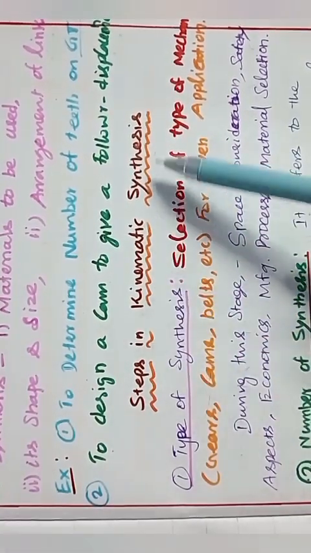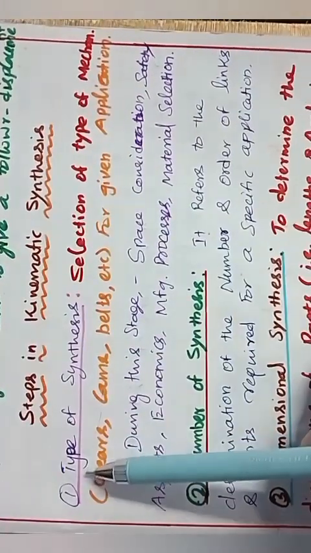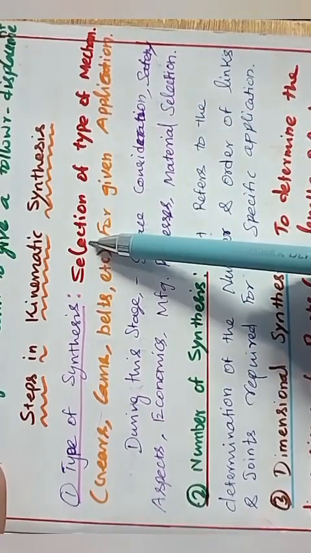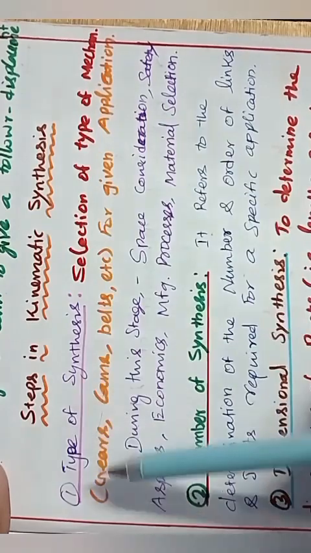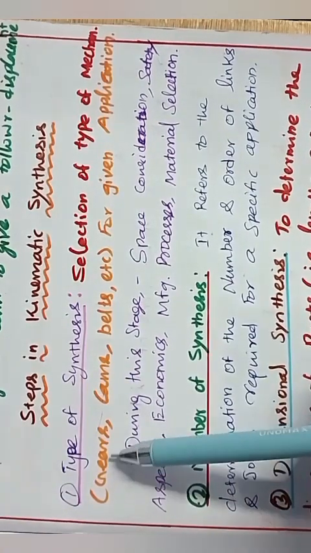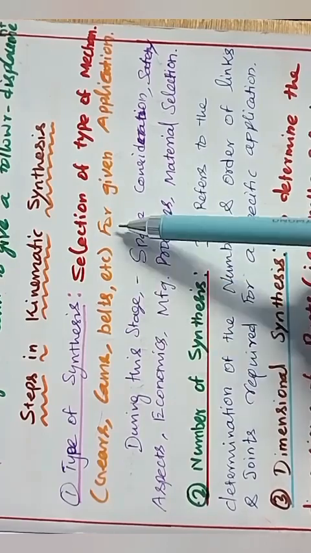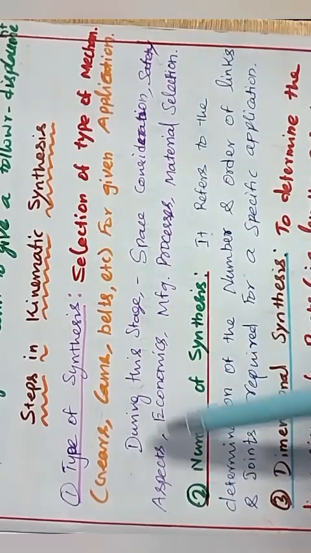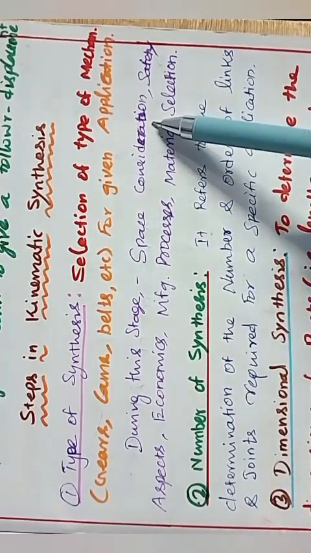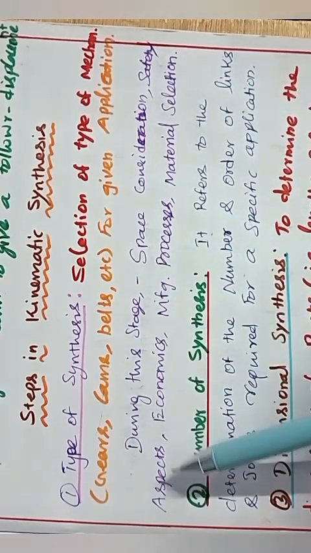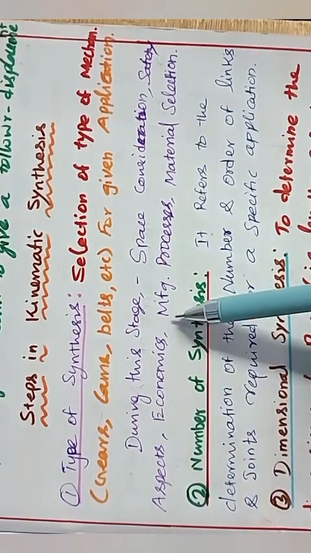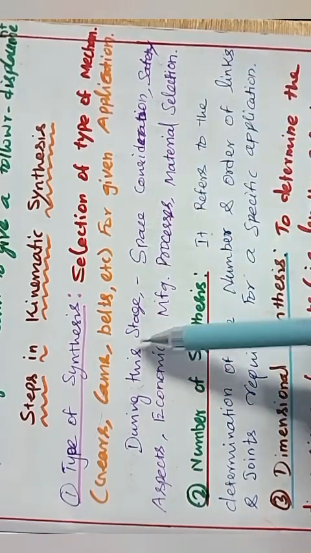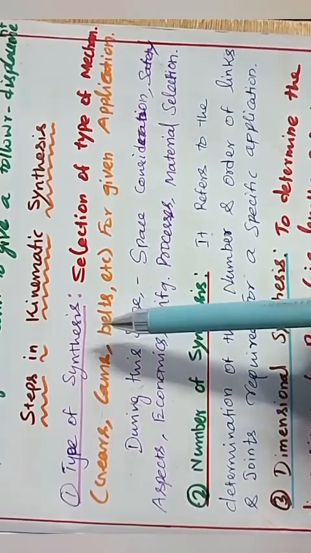Steps in kinematic synthesis. Number 1, type of synthesis. It's the process of selection of type of mechanism. For example, you are choosing one particular application, gear train or cam or belt, etc., for a given application. During this stage, space consideration of the mechanism, safety aspects, economics and manufacturing processes, and last one, material selection, are all considered in this type of synthesis stage.